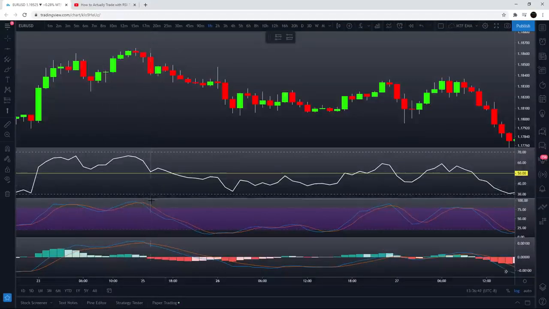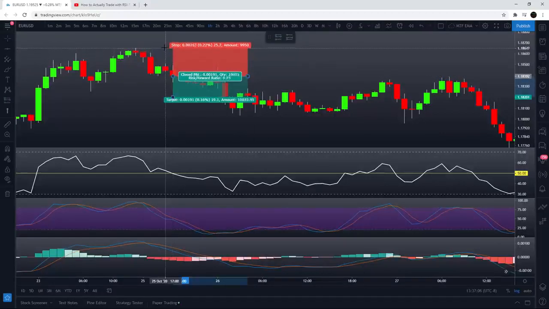The MACD crosses down right here, but the RSI still doesn't agree. So we have to wait. Right here is when all 3 of them agree. And what's important is at the same time, the stochastic is still not in the oversold position. So we can enter a short position on this candle. We're going to place the stop just above the swing high.